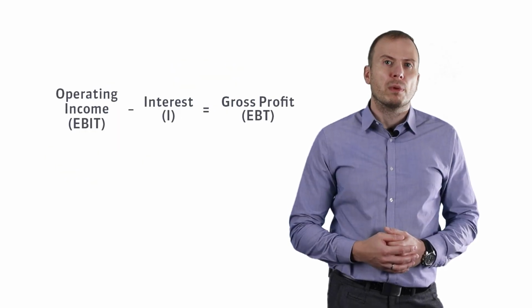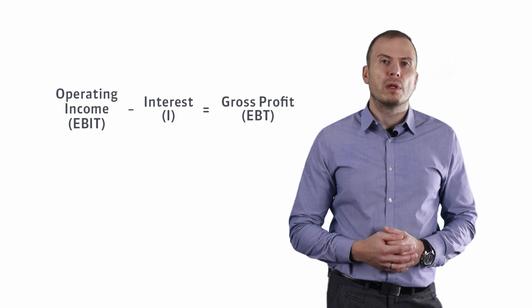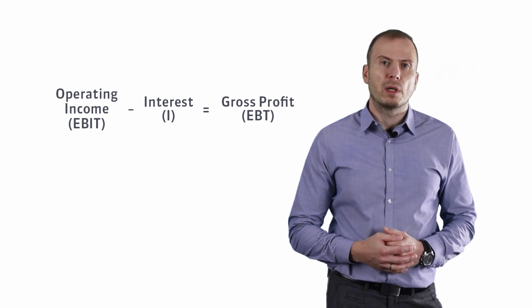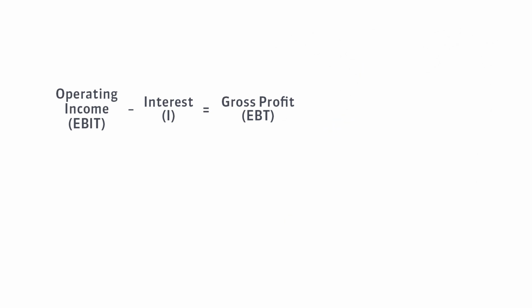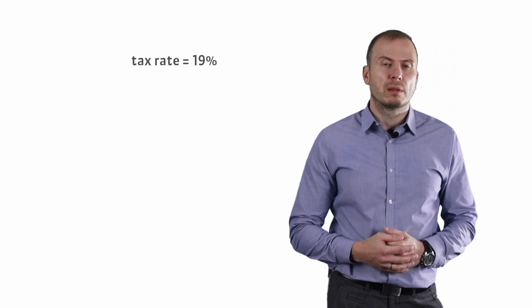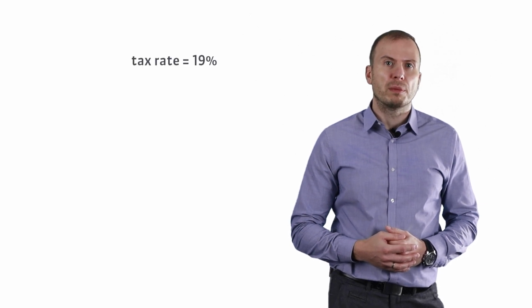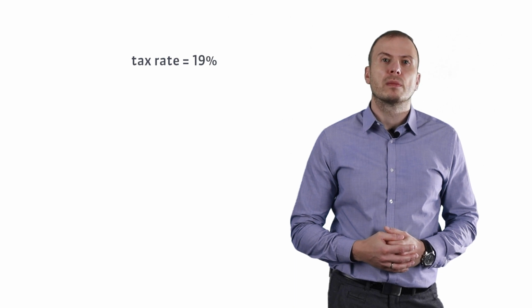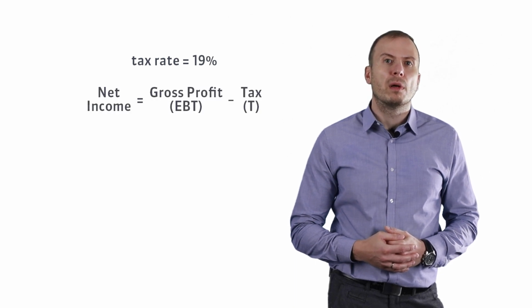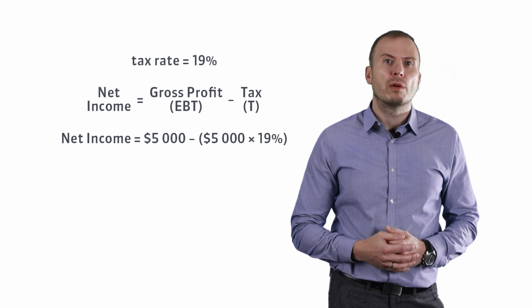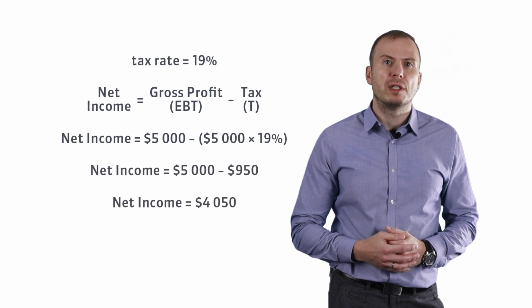In the previous example, the operating income was $5,000 per year. We had no interest, therefore the operating income will be equal to the gross profit. Suppose the income tax is 19%. This is the value of income tax in Poland. The net income will therefore be $4,050.